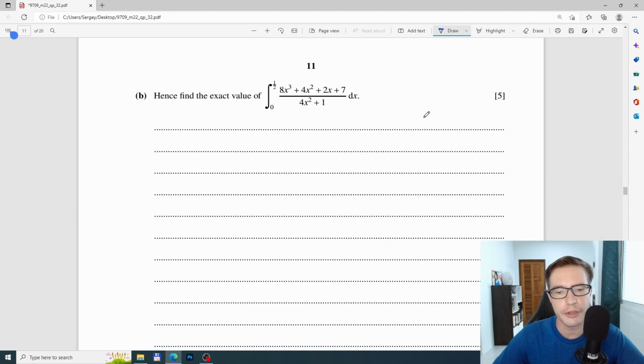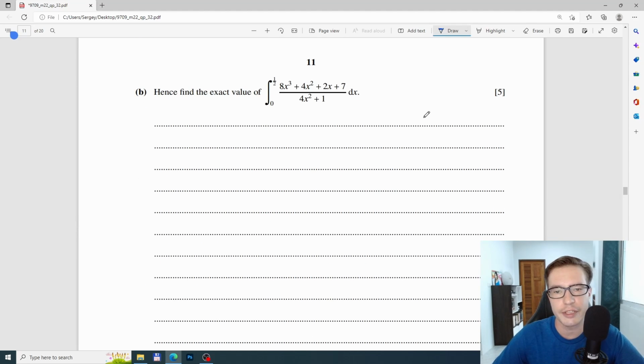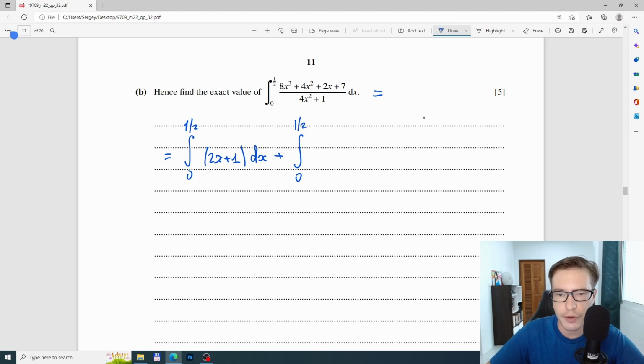All right, question B. Hence, find the exact value of the integral. Sure, so first, straight away, let's rewrite it as the sum of the integral of the quotient, which was 2x plus 1, dx plus the integral from 0 to 1 over 2 of the remainder, which was 6 over 4x squared plus 1, of course, dx.